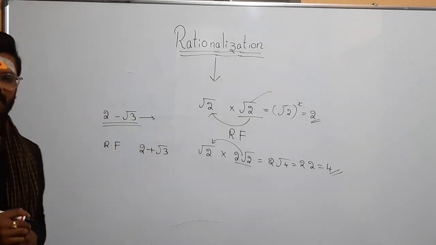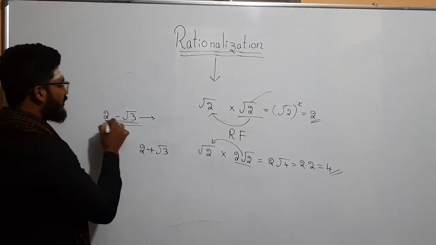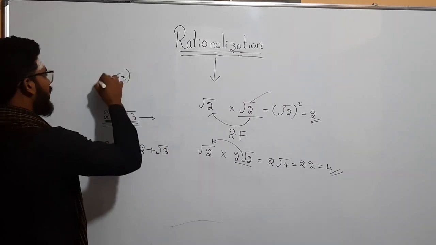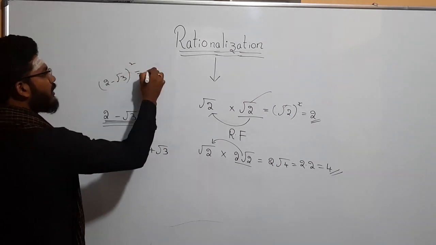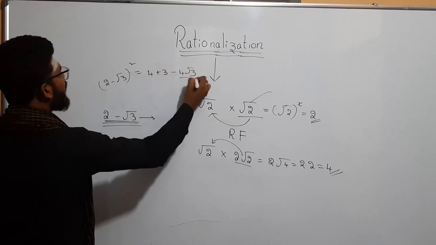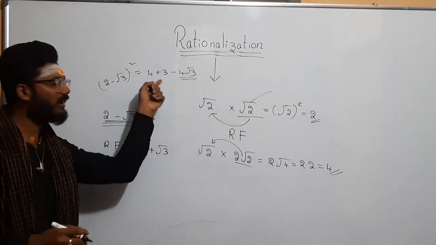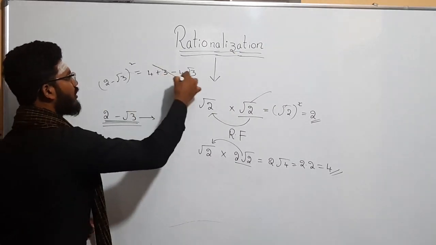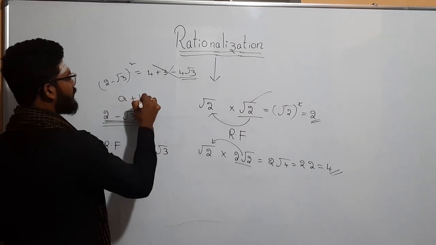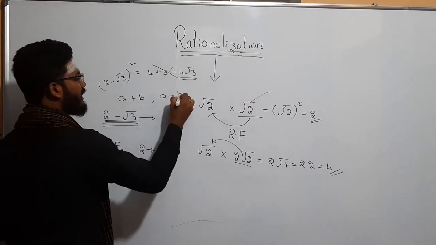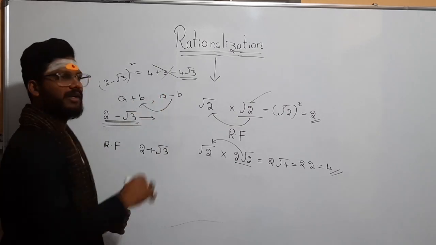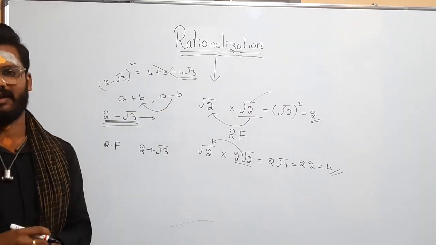Why? Because here, if you multiply it with the same number, what will you get? 2 minus root 3 whole square, which is nothing but (a minus b) whole square, a square plus b square minus 2ab, again with root 3. Again, this is not a rational number, right? So, if any number is in the form of a plus b, we have to take a minus b as a rationalizing factor. And if it is in the form of a minus b, we can take a plus b as a rationalizing factor. Why?